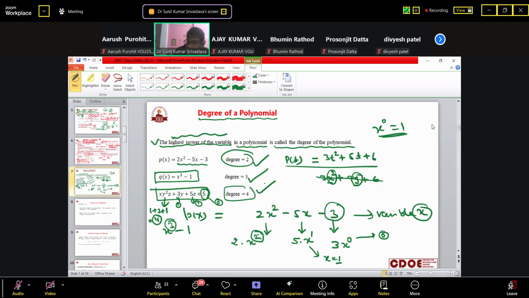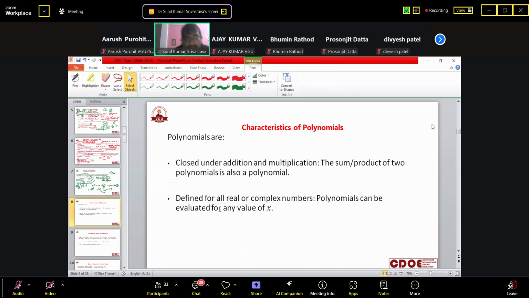Now next, I think you have understood this before we start the characteristics of the polynomial. Once again, I repeat what a polynomial is, what the terms are, and what the degree is. Suppose we have written a polynomial expression in the variable x: 3x cubed plus 5x squared plus 6x plus 9.